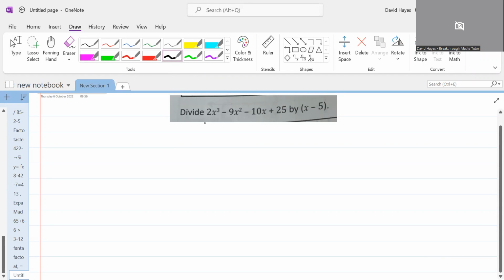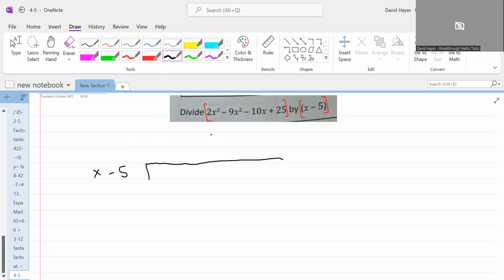So we're asked here to divide this whole thing by this thing. We're going to use long division to do that. So I'm going to take this and put it here. I'm going to draw my long division line, and then put this thing in here. Okay, so now we are ready to do long division.